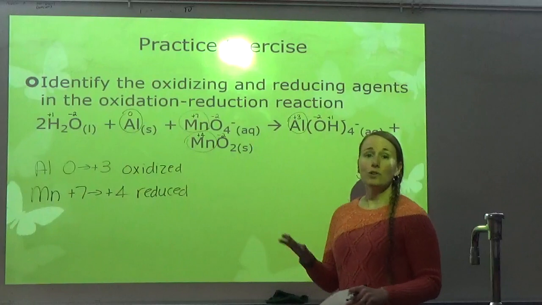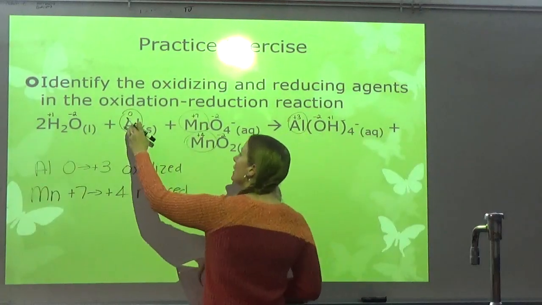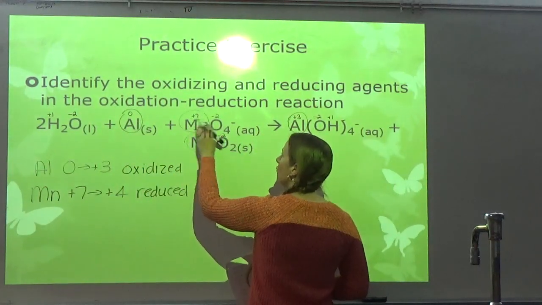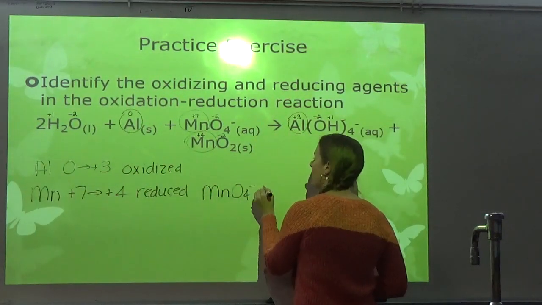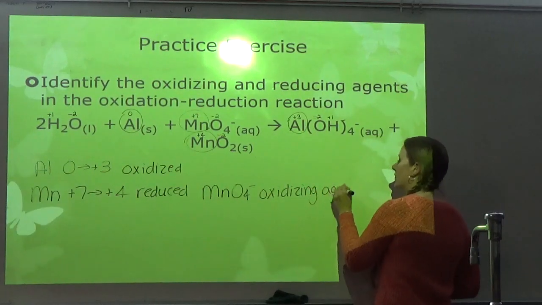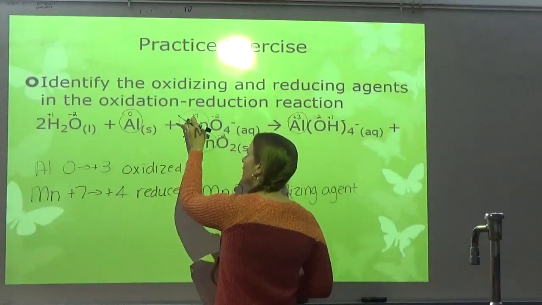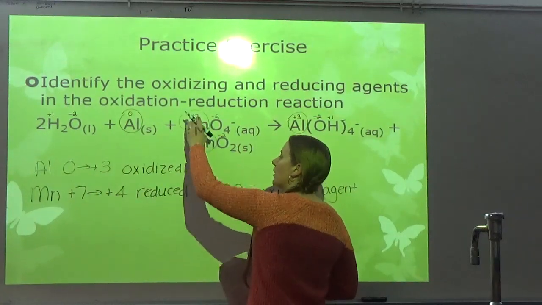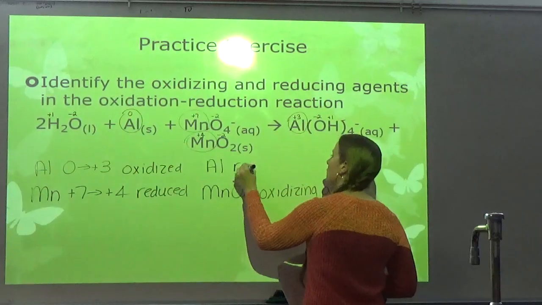All right, and so now if we're looking at agents, remember it's kind of flip-flopped. The reason aluminum could become oxidized was because of MnO4 negative. So MnO4 negative was my oxidizing agent. And what allowed the manganese to be reduced was the aluminum. So aluminum is the reducing agent.